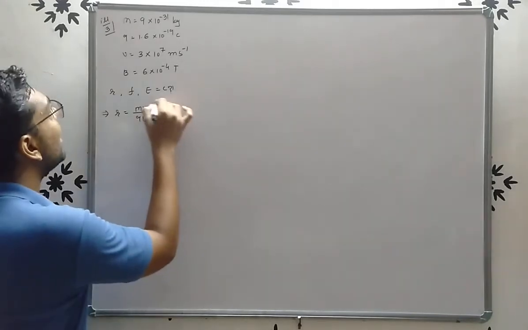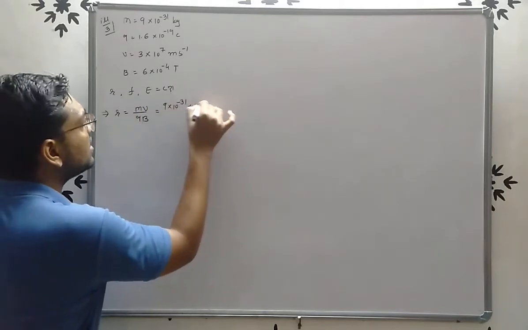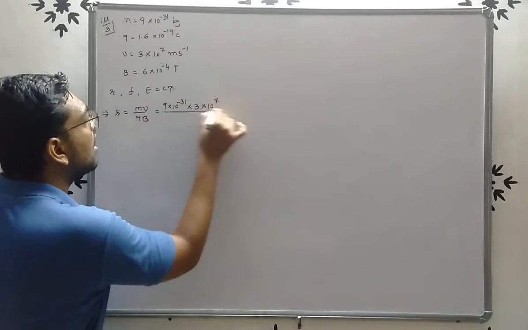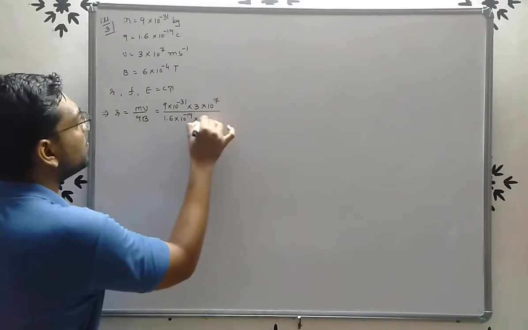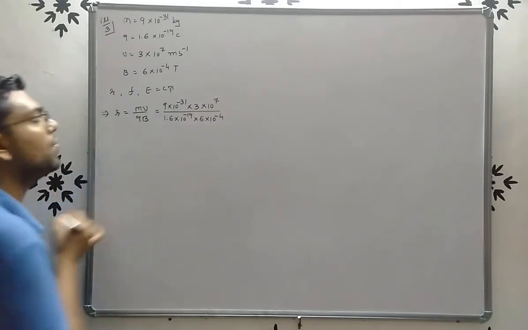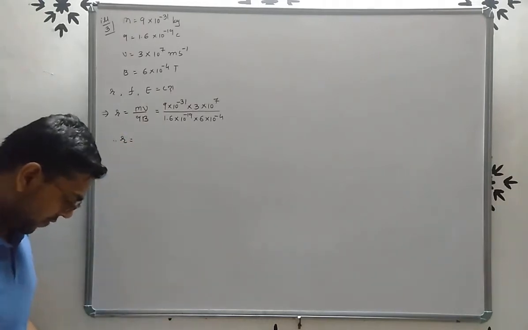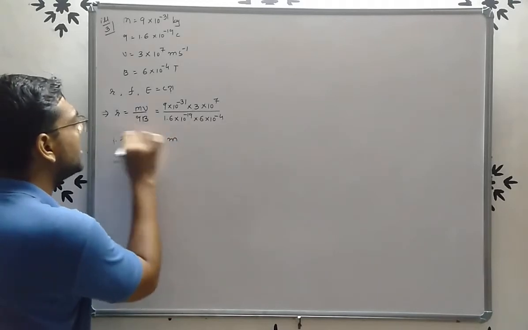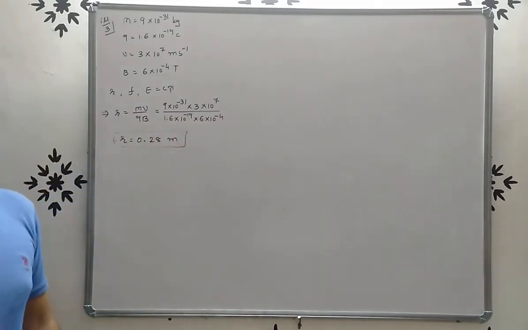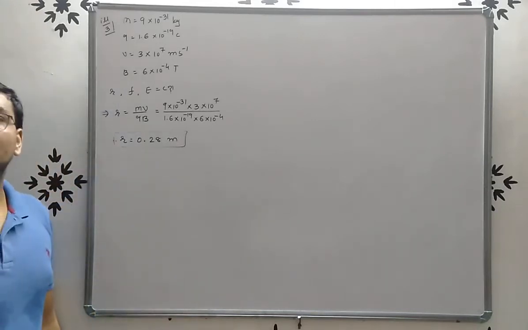So the value of m is 9 × 10^-31, the value of velocity v is 3 × 10^7 upon charge q 1.6 × 10^-19, the value of B is 6 × 10^-4, right? If we solve this, then we get the value of radius r as 0.28, so 0.28 meter, right? So simply if we know the formula, then we can easily find out the value of radius r, right?